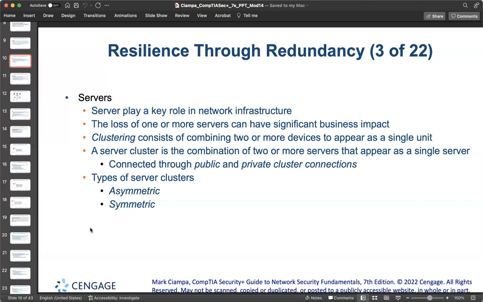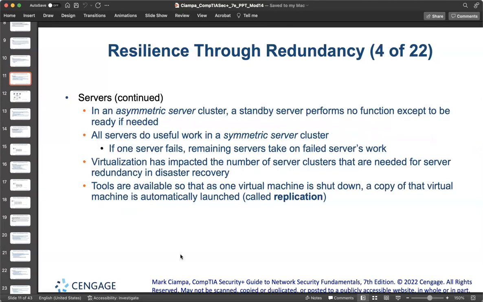There are two types of server clusters. You have symmetric and asymmetric server clusters. In an asymmetric server cluster, a standby server performs no function except to be standby. So they're just ready. They're just sitting there in the cluster. They're not handling any load. They're not taking over any task. They're just there in case of a failure. They take over for the job of the server which has failed.